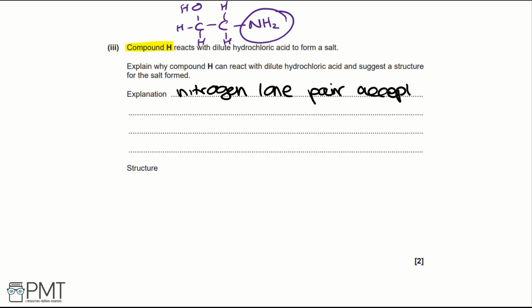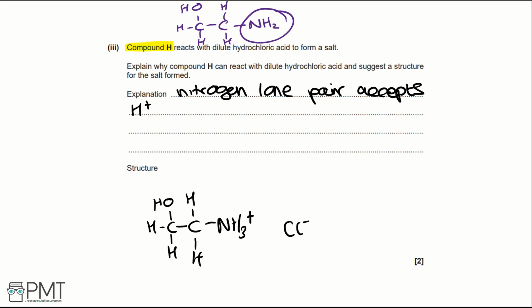a proton. We can write the proton as an H+, and that will help with our structure because the salt will have an NH3+ group, and then to make sure that it's a salt we need to balance the charge, and we can do this with hydrochloric acid, where we've got the chloride ion, and that together would make our salt. For this question, we get a mark for our explanation of the nitrogen lone pair accepting a proton, and the correct structure for the salt.